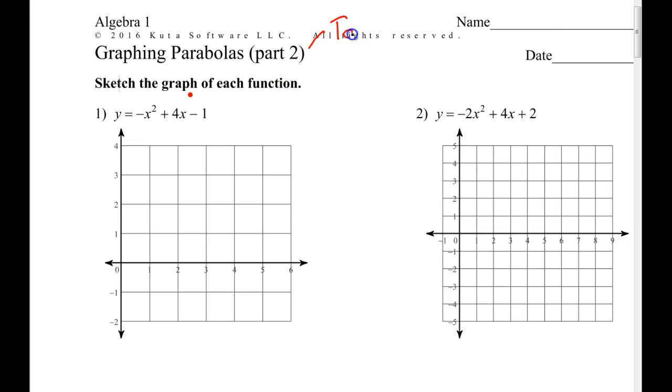You can do a table, right? Just do an XY table, and you can list x's, find the y's, plot the points. That always works no matter what. So it's slower, but it always works.